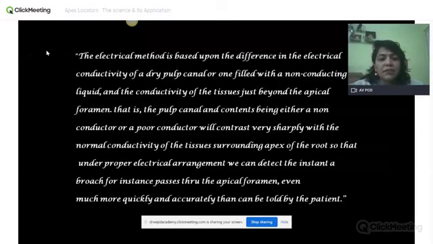with the normal conductivity of the tissues surrounding the apex of the root, so that under proper electrical arrangement, we can detect the instant a broach, for instance, passes through the apical foramen even much more quickly and accurately than can be told by the patient. These were his thoughts and observations way back in 1918.